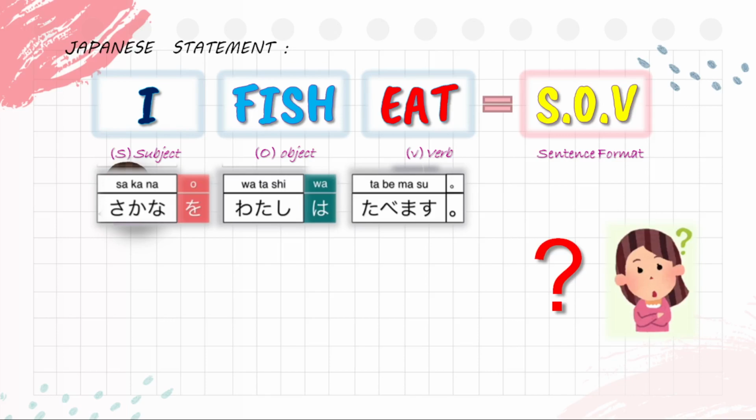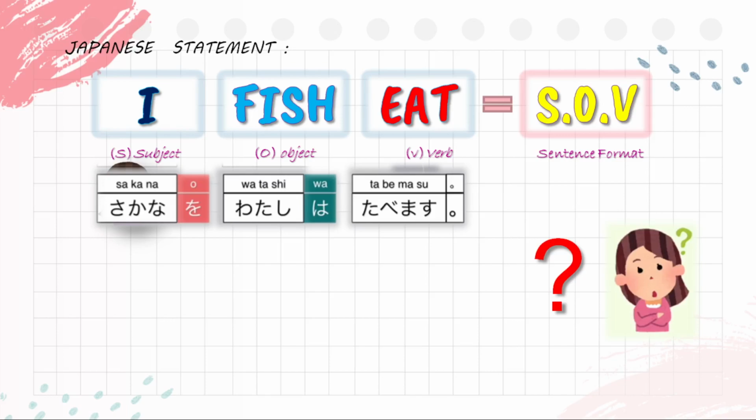Have I changed the particles? No. The wa particle, the topic marker, is still with watashi, and the o particle, the object marker, is still with sakana. So, is there anything that changed? Except for the word order. And as I said, word order doesn't matter. All that matters is how you place the particle.